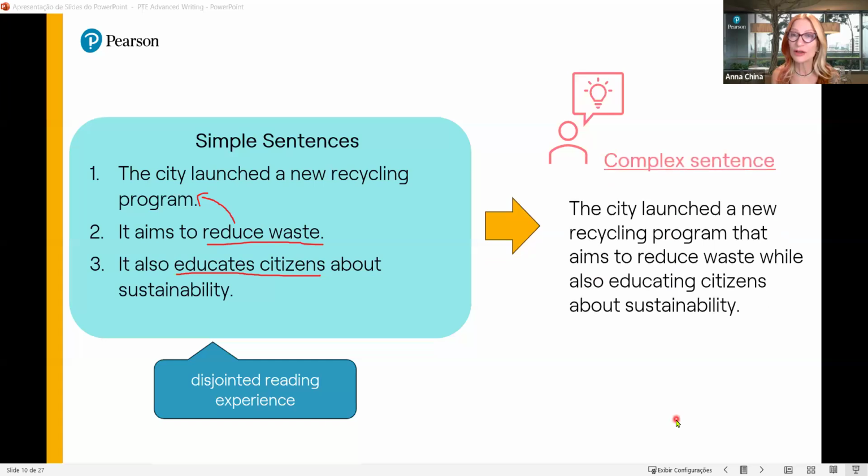The city launched a new recycling program that aims to reduce waste while also educating citizens about sustainability. So to add information, the relative pronoun that. To show that there are 2 different ideas, the conjunction while, because there is an also. So then, from 3 choppy sentences, we now have a nice complex sentence.